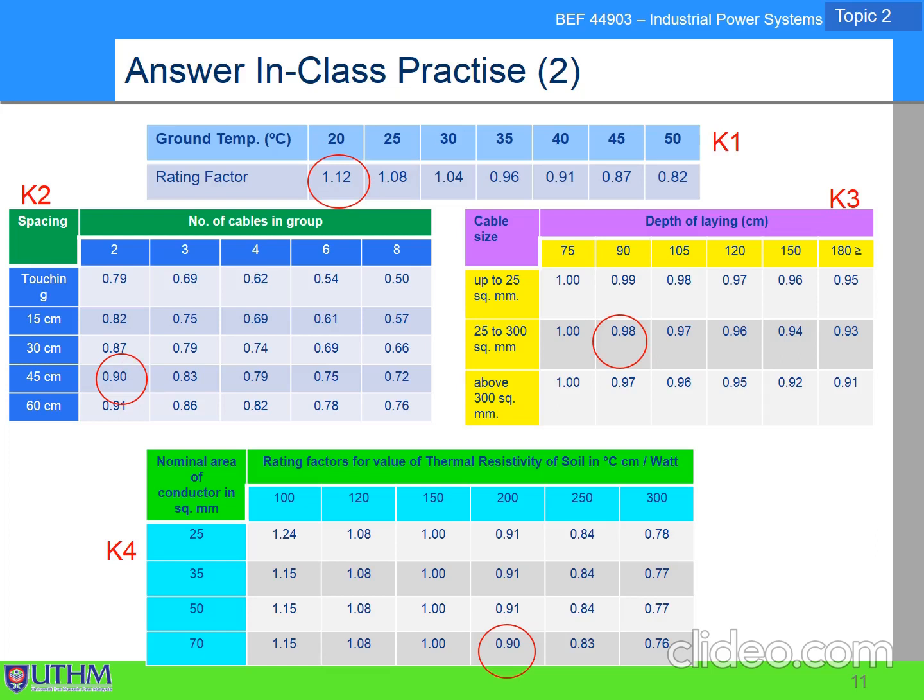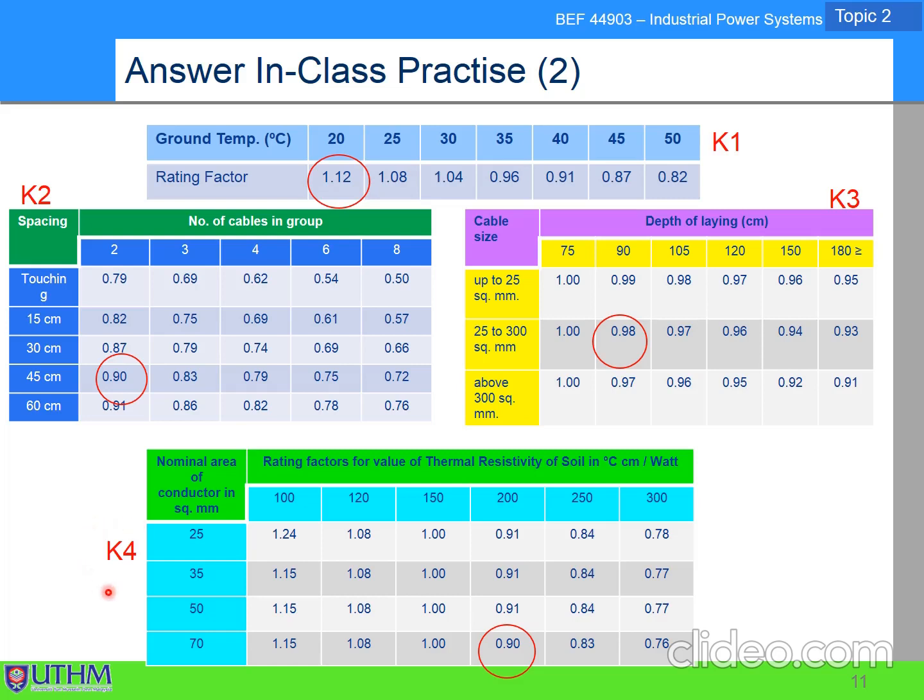Okay, next we go to K3. For K3 we have to refer to a table for depth of laying and also the cable size. We can see that the depth is 90 cm underground, already mentioned in the question, and the cable size is between 25 to 300 square mm. This one is from question number 1. We already calculated the size is 95 mm squared. So next we go to K4.